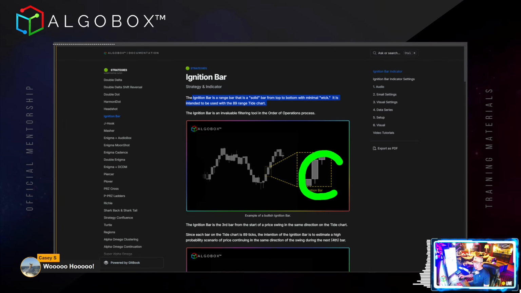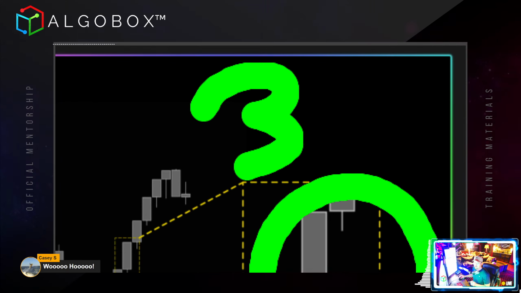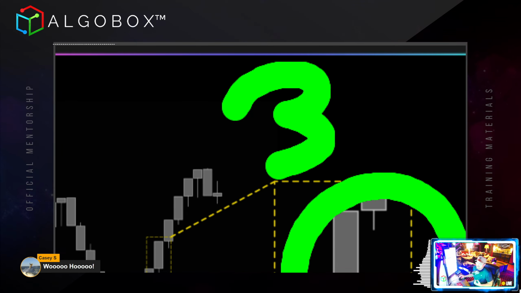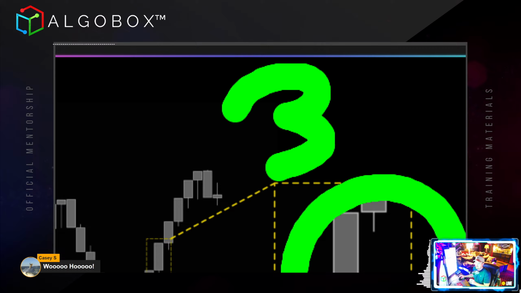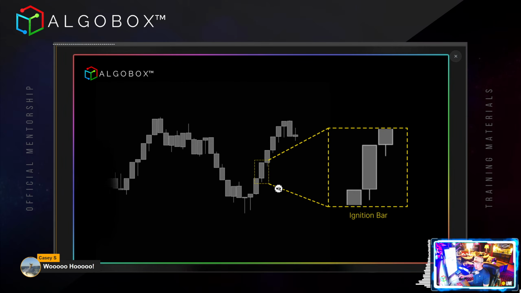This little zoom in right here doesn't really quite do this justice, because the other thing that is very important about an ignition bar is it's bar number 3. We use this important number a lot. Bar number 3 after a pivot. So right here, you can count it. Technically, this is a good example, but let's count the bars. There's bar number 1, there's bar number 2, and here is bar number 3.